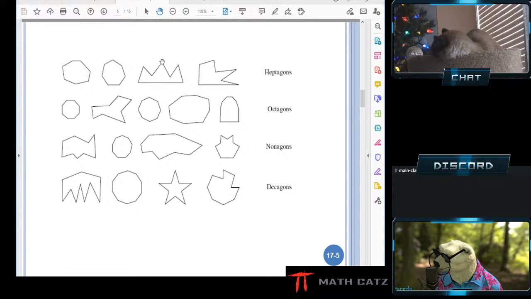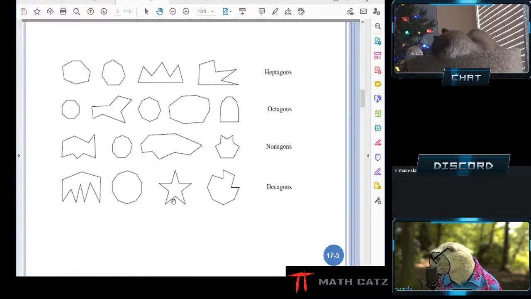You see these weird ones, this crown shape over here? It doesn't have to be a roundish polygon, rounded as much as possible. It can have indentations and all kinds of things. The requirement to be a polygon is still there: number of sides, line segments joined end to end, and closed. Hepta meaning 7. Octagon, meaning 8 sides or 8 angles. Nonagon, 9. And a decagon, deca meaning 10.